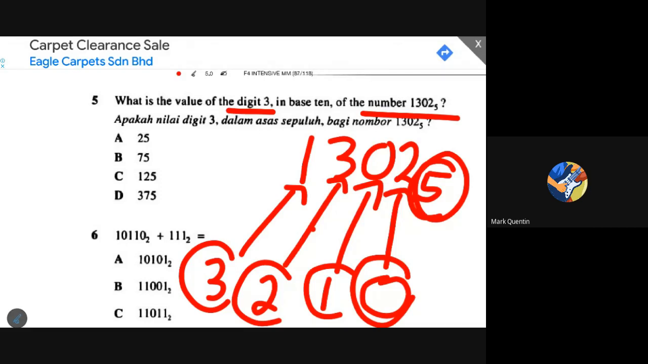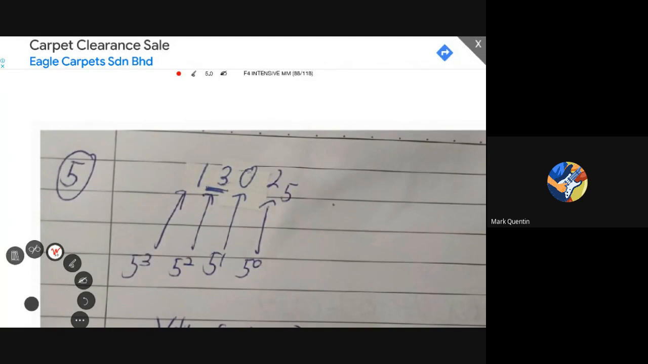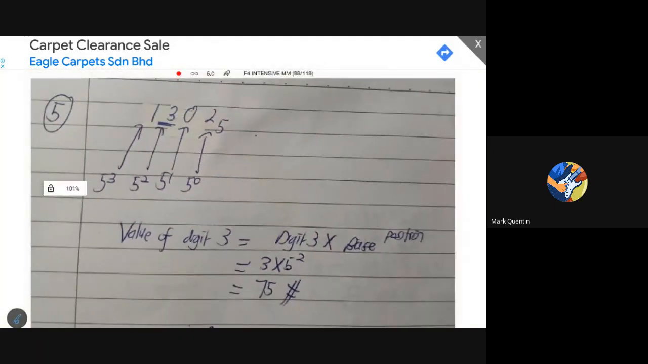Okay. So, what is the value of digit 3? Okay, guys, answer. What do you all get? Apa jawapan kamu? Okay, sama-sama lagi. Okay, very good. All agree with B. Yes, correct. So, B will be your answer for this. So, I think this one quite easy to do. So, for B, this is the method how we show the working. Tapi objektif tak perlu tunjuk working sebenarnya.